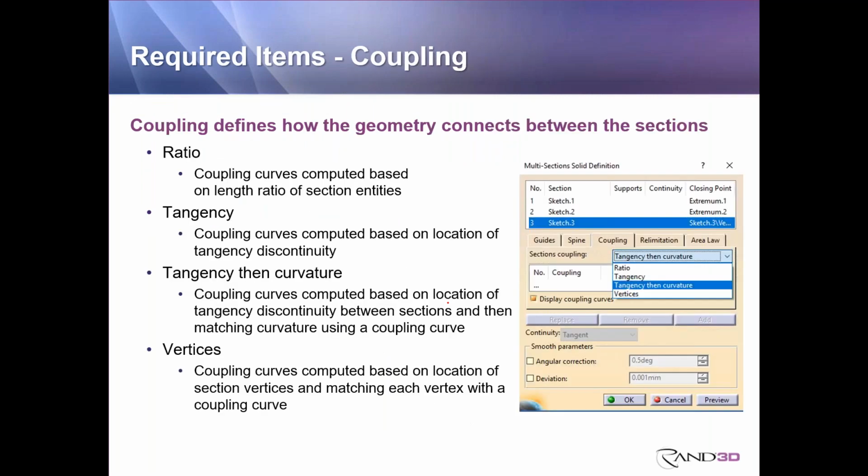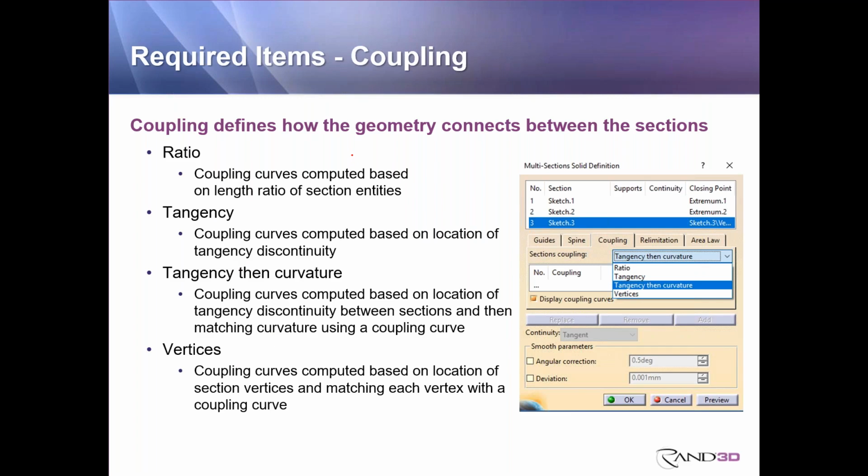And then the coupling method on here. This gets a little bit confusing. There are 4 different coupling methods that you can choose from, and they don't use the best names for them, but you're going to be able to choose from ratio, tangency, curvature, and vertices. And what the coupling basically defines is how the sections are connected together.